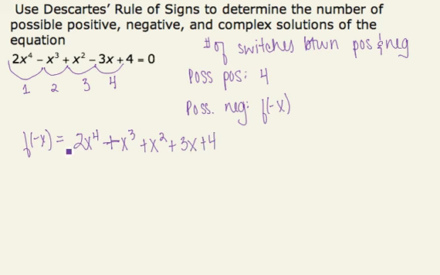Well, the number of switches, it goes from positive, positive, positive, positive. There's no switches. So there'd be 0 possible negative.